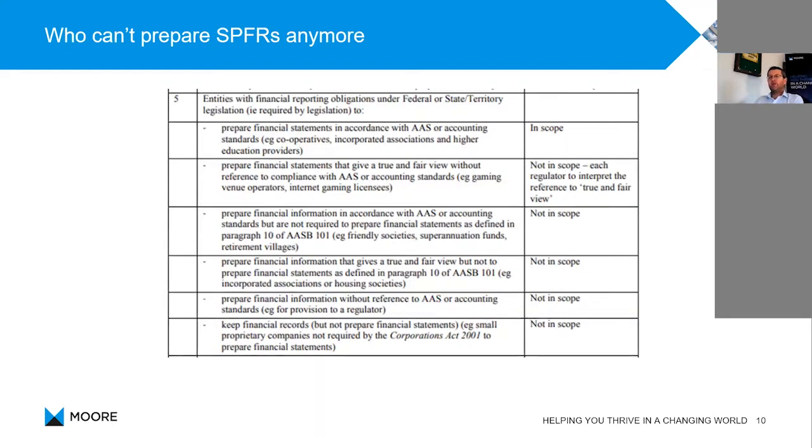If you are preparing accounts in accordance with Australian accounting standards to a state or federal or territory body under legislation, remembering you're scoped out if you're not for profit, but if you're a for-profit entity preparing accounts under Australian accounting standards, you'll no longer be able to do special purpose either.